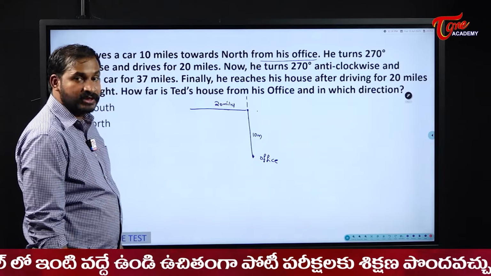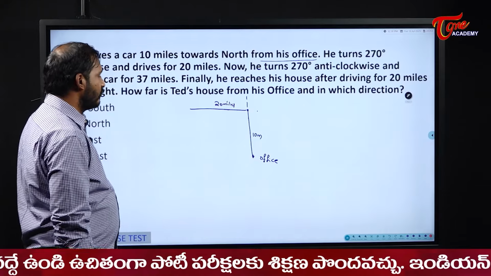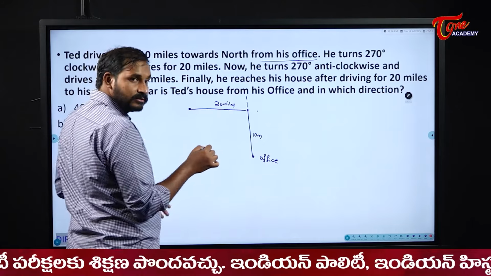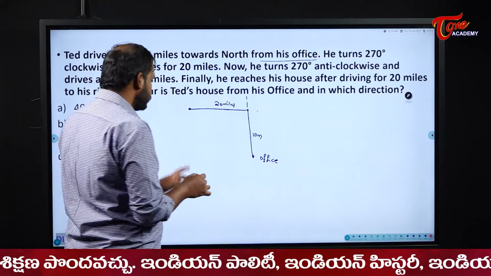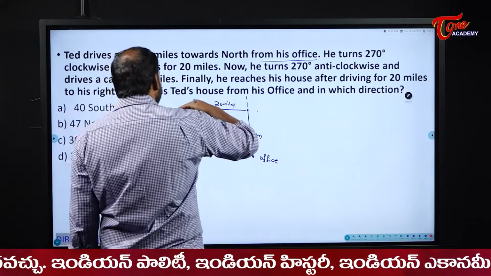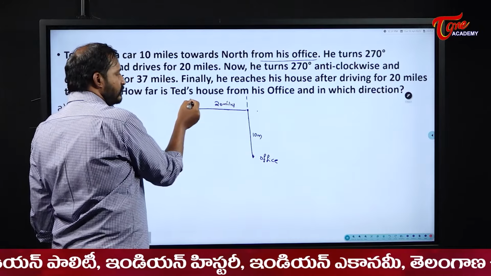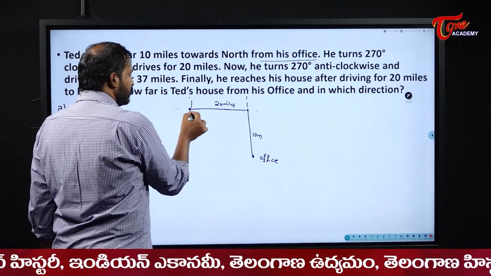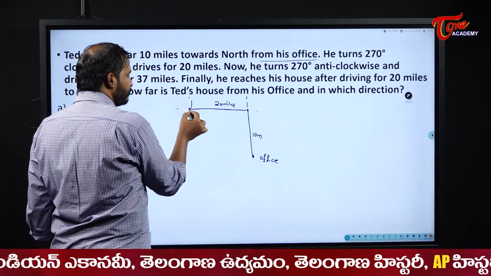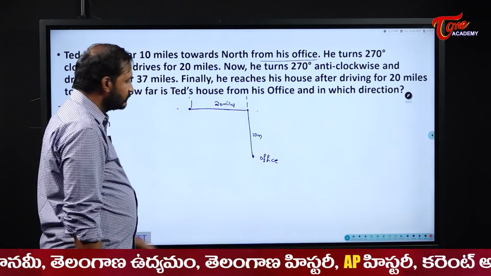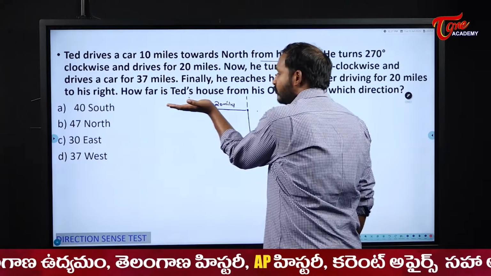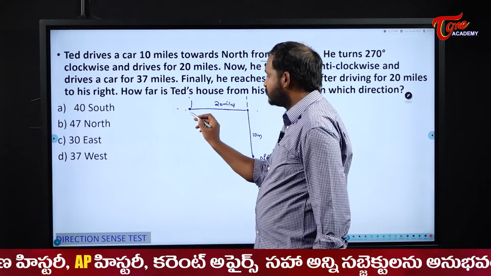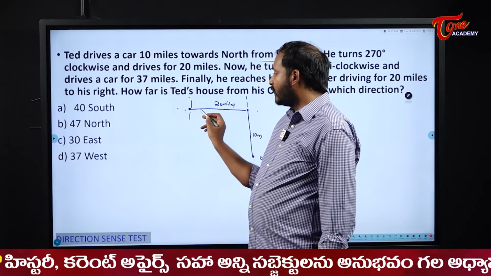Now he turns 270 degrees anti-clockwise. 270 degrees anti-clockwise means what? Left turn, right? Yes. So left turn means the person moving in this direction, left turn means this one. So up to here it will become 90, 180. Person moving in this direction, left turns. So this will become 90, 180, 270.